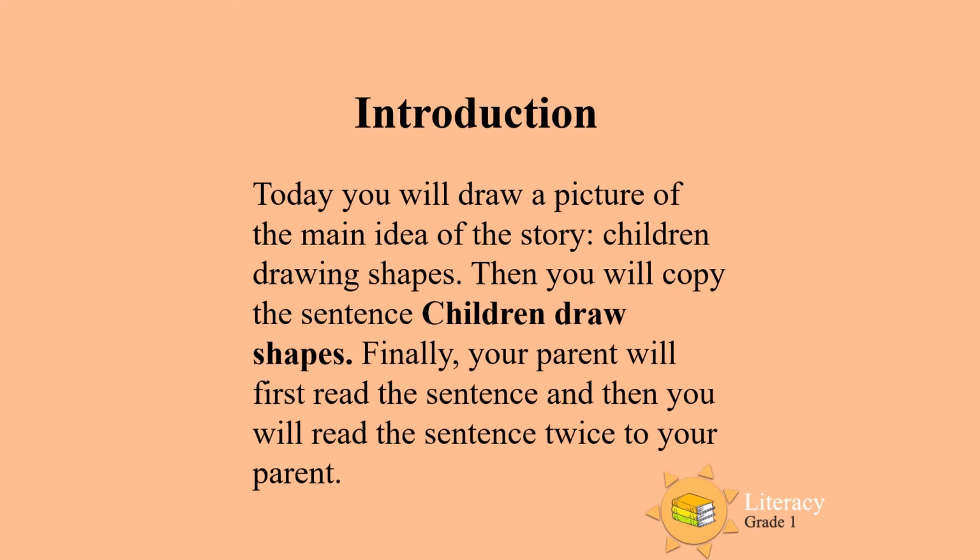Today you will draw a picture of the main idea of the story, what the story was mostly about. The main idea was the children drawing shapes. Then you will copy the sentence, "Children draw shapes." Finally, your parent will first read the sentence, and then you will read the sentence twice to your parent.